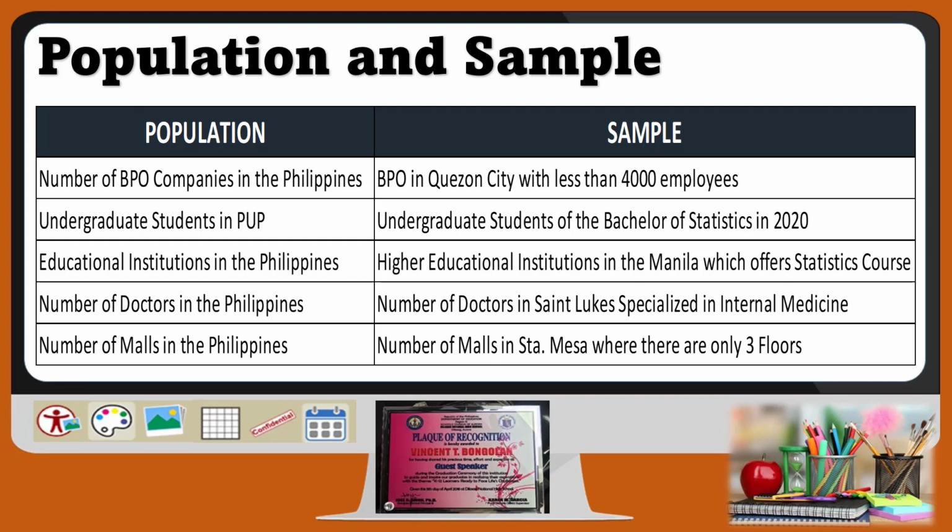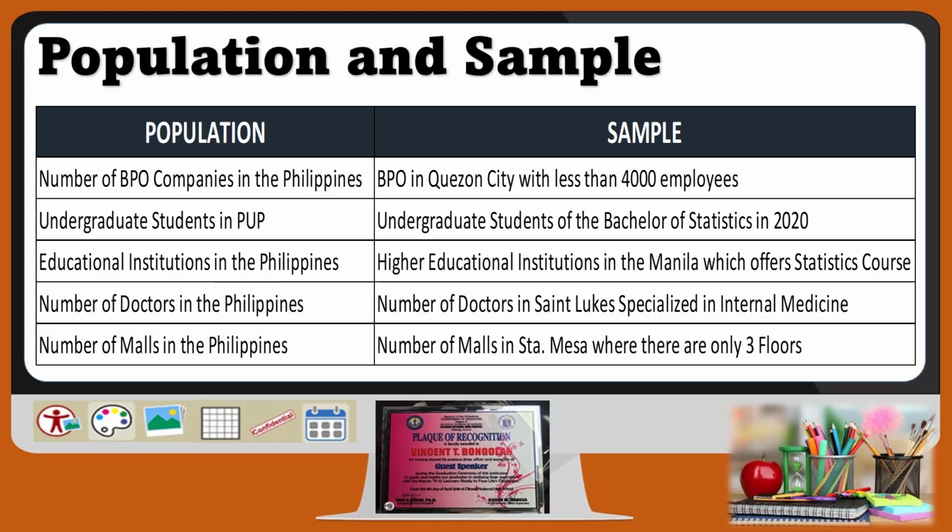For example, the population would be the number of BPO companies in the Philippines. Since you only have, for example, one month or a few weeks to do research, of course you cannot survey all the BPOs in the Philippines. And aside from the time frame, of course, you also need to consider your budget.